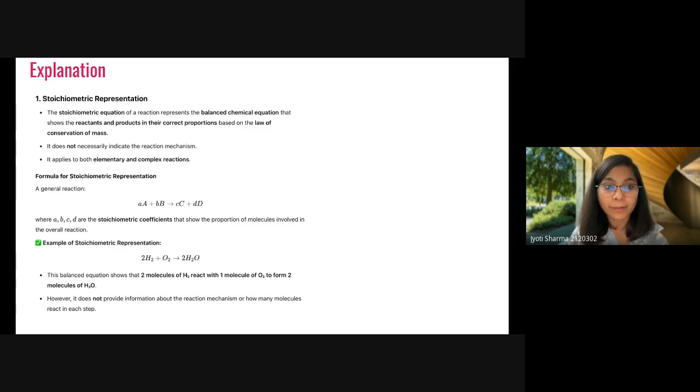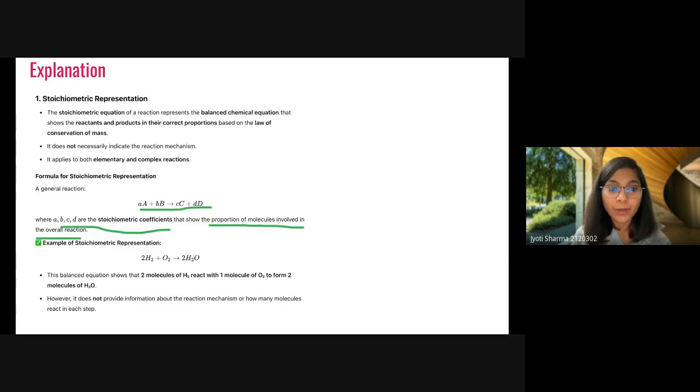We have this stoichiometric representation, as I already have discussed. So these are the stoichiometric coefficients that represent the proportion of molecules involved in the overall reaction. So the important point is it is the molecules that are involved in the overall reaction. But if we are talking about the molecularity, then molecularity is the number of molecules involved in an elementary step or in an elementary reaction. Okay, so this can be different from the stoichiometry, and there is no correlation between these two.